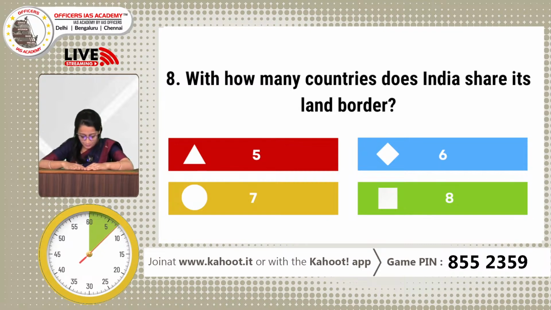Option number A, 5. Option number B, 6. Option number C, 7. And D, the fourth option, is 8. Quickly try to get the map in your mind and get the answer.